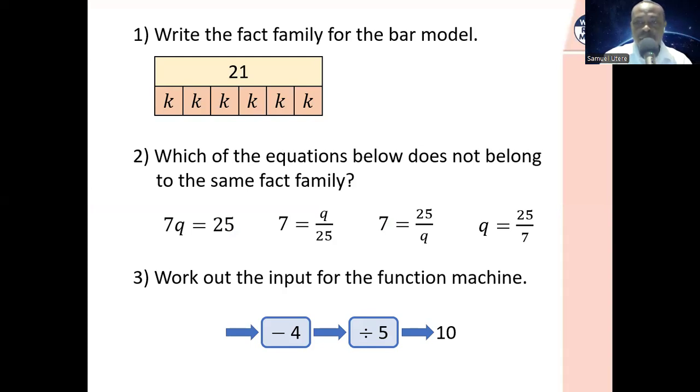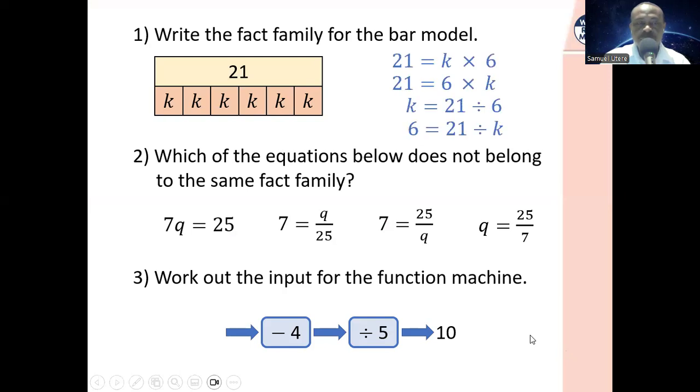Okay, I would assume that you have done that, so let's check the answers. Here we're told to write the fact family for the bar model. This bar model represents a multiplication and division bar model. You can clearly see that we have a big bar for 21, but we also have another bar that has equal width as 21 but is split into 6 equal parts.